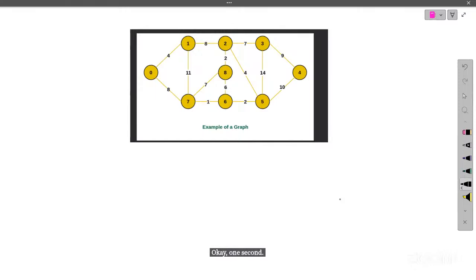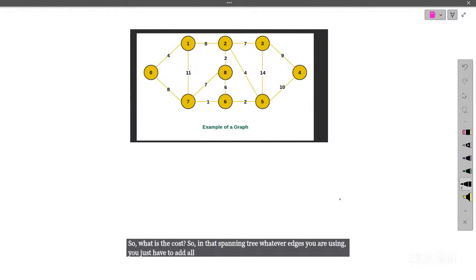Now, the one question we have is what is the minimal cost spanning tree for a given graph? Minimal cost spanning tree means we have to find a spanning tree whose cost is minimum. So what is the cost? In that spanning tree, whatever edges you are using, you just have to add all the weights assigned to those edges. For example, here is a weighted graph, and in this graph I want to find the minimal cost spanning tree.